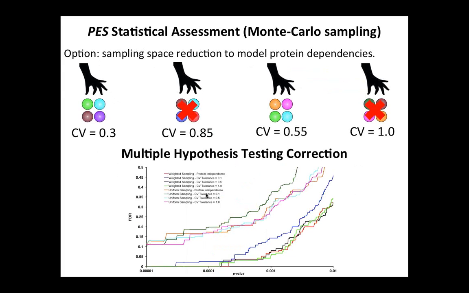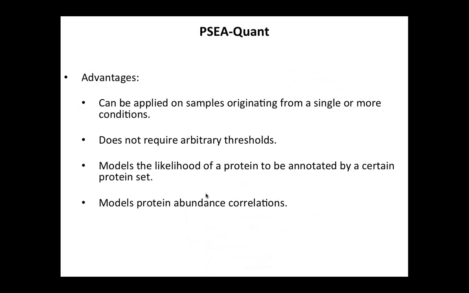And we obviously also perform a multiple hypothesis testing correction by deriving a false discovery rate for each of the p-values that are computed, because there are large numbers of protein sets that are tested. And that's obviously an important statistical requirement.